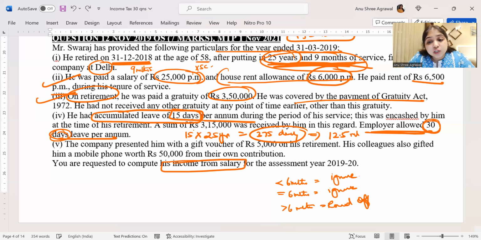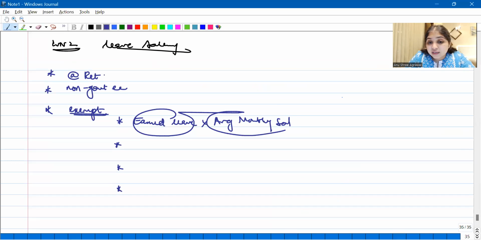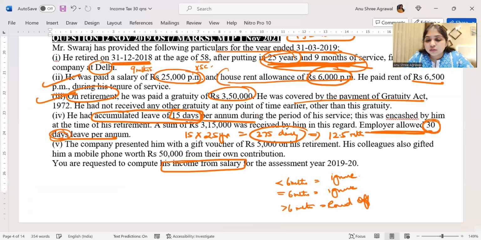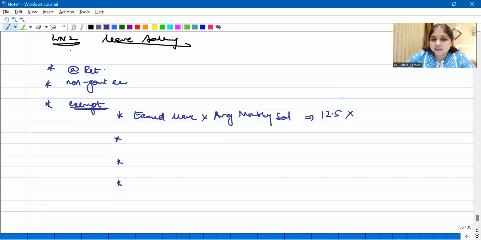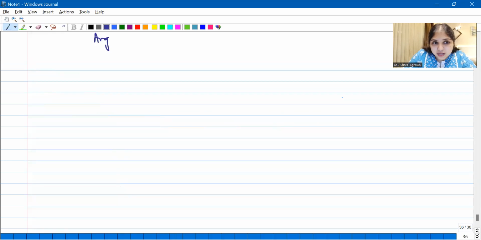Why did I convert it into months, guys? Because I have to multiply this with the monthly salary, right? So I need it in months. So 375 days divided by 30 is going to be 12.5 months. Now into the average monthly salary. For this average monthly salary, I'll have to do a separate calculation.